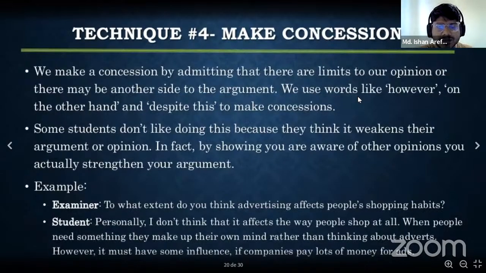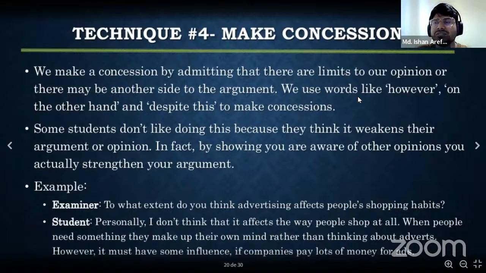And then make concessions. Making concessions is very important, because sometimes you might think that there are some limitations to your explanation or to your answer or to your opinion. So you should make concessions in your answer to express that your opinions may be limited, or they can be wrong, and there can be another side of the argument.